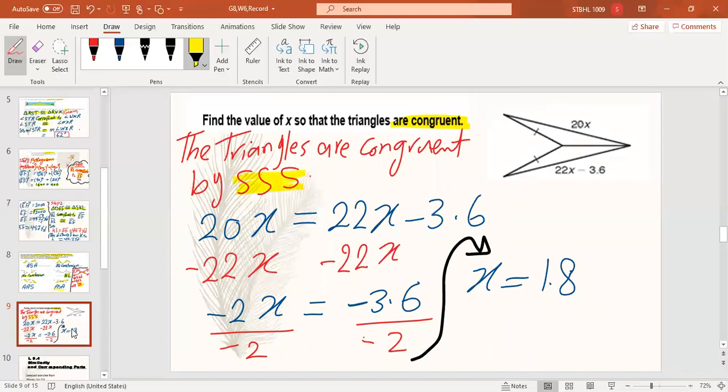Where are the sides, teacher? These two sides are congruent to each other, and these are congruent from the given. And here is the common side. Okay.